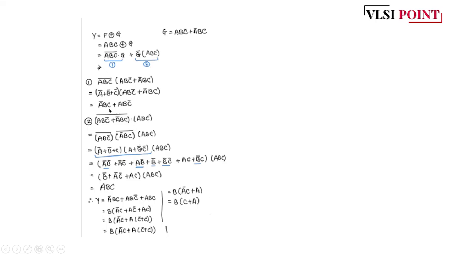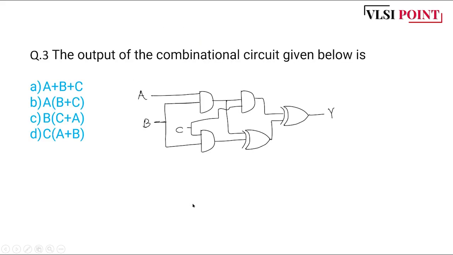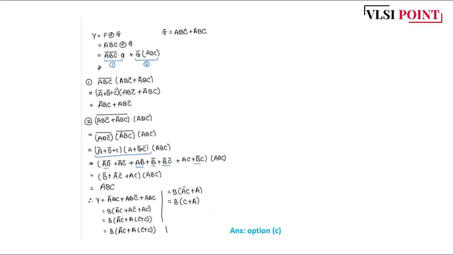Okay, so we have one as this term, two as this term. So Y is nothing but the addition of these two. So A bar BC plus ABC bar plus ABC. Just take out B common. You will get this term. By solving further, we will get the answer as B in bracket C plus A. B in bracket C plus A, which is option C.